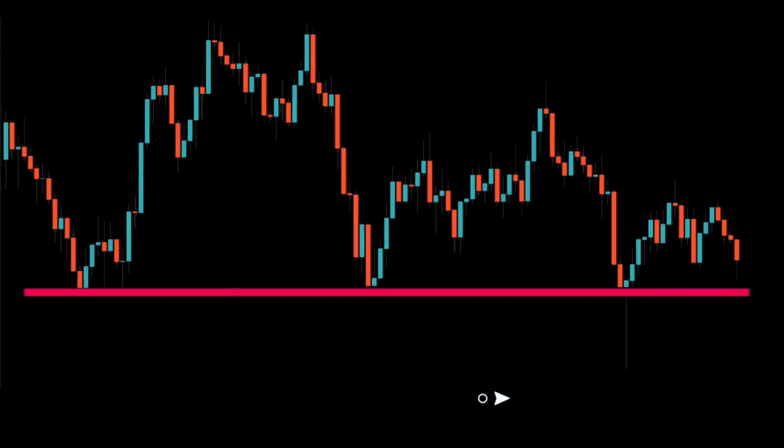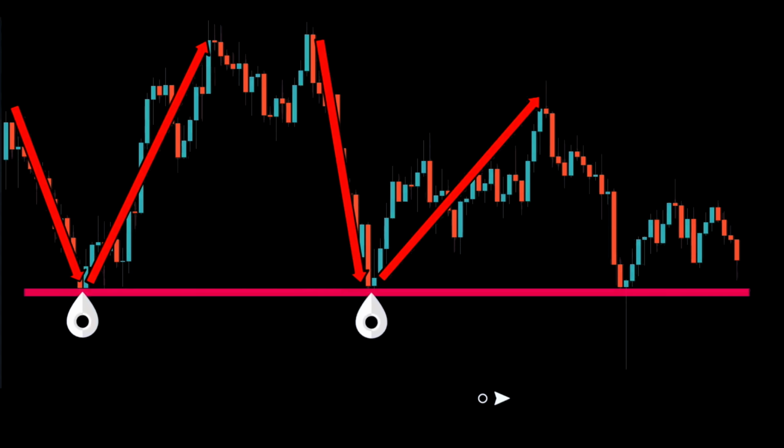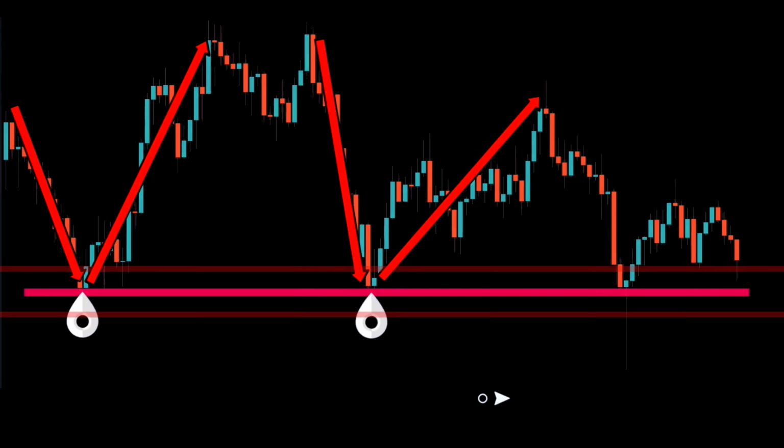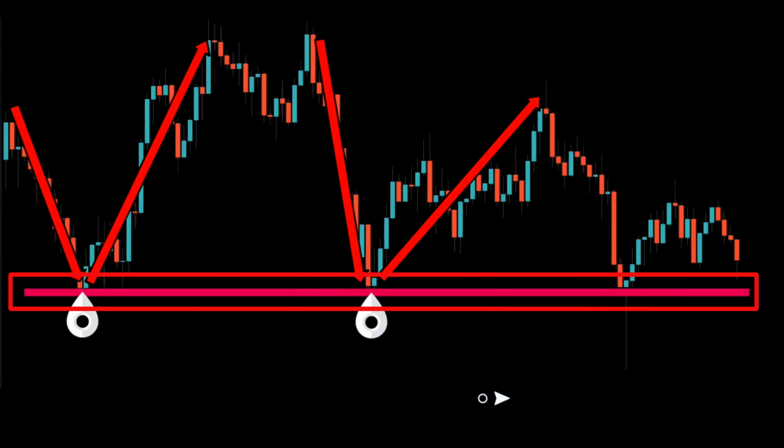Let's look at this level again. If we look to the left side of the chart, we can clearly see that price touched this area twice before, and each time it reacted aggressively and moved higher. This tells us that buyers were defending this zone, making it an important support level.